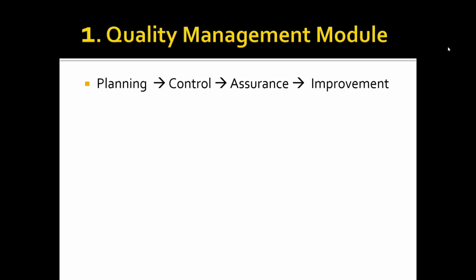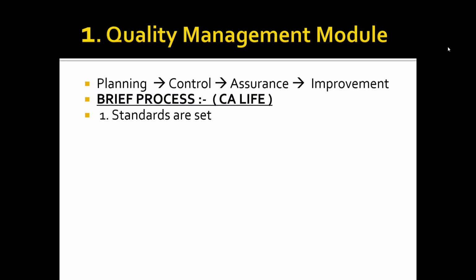Now I'll let you know the process. So, a brief process and the story of CA life. Through the story of CA life we will remember the quality management module. Starting with the first, the standards are set for us to pass in the exams. Like in every subject we need to get 40, and in aggregate we need to score 200 out of 400. These are the standards set, but according to each person, we will set our quality targets.